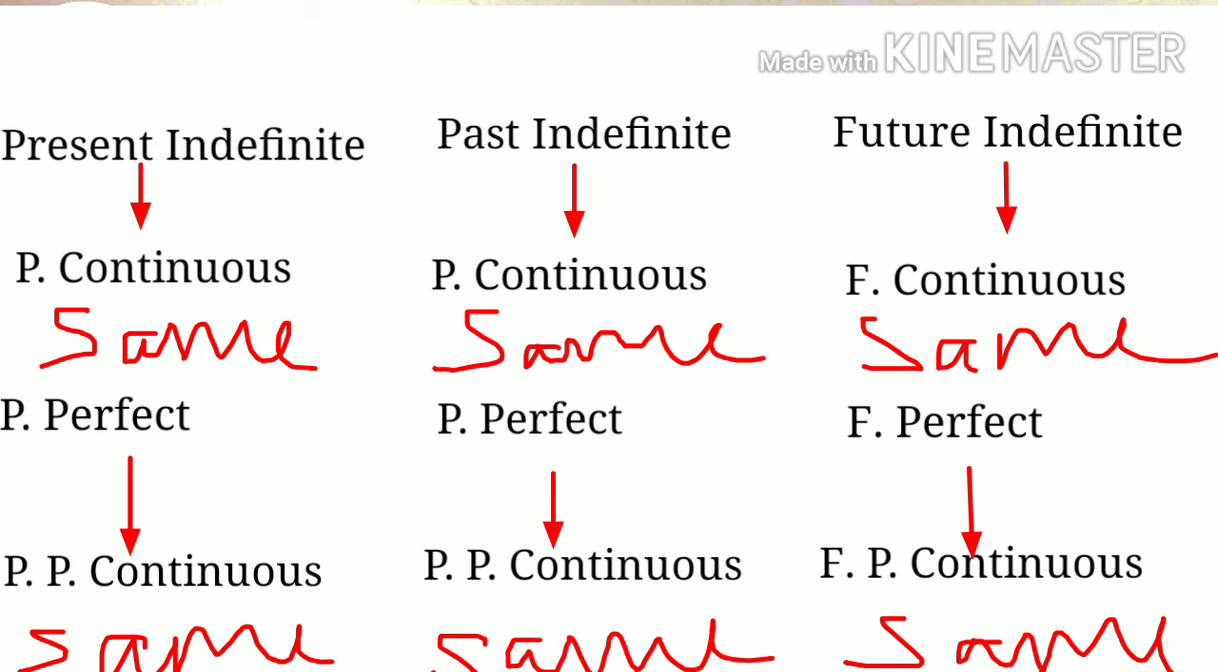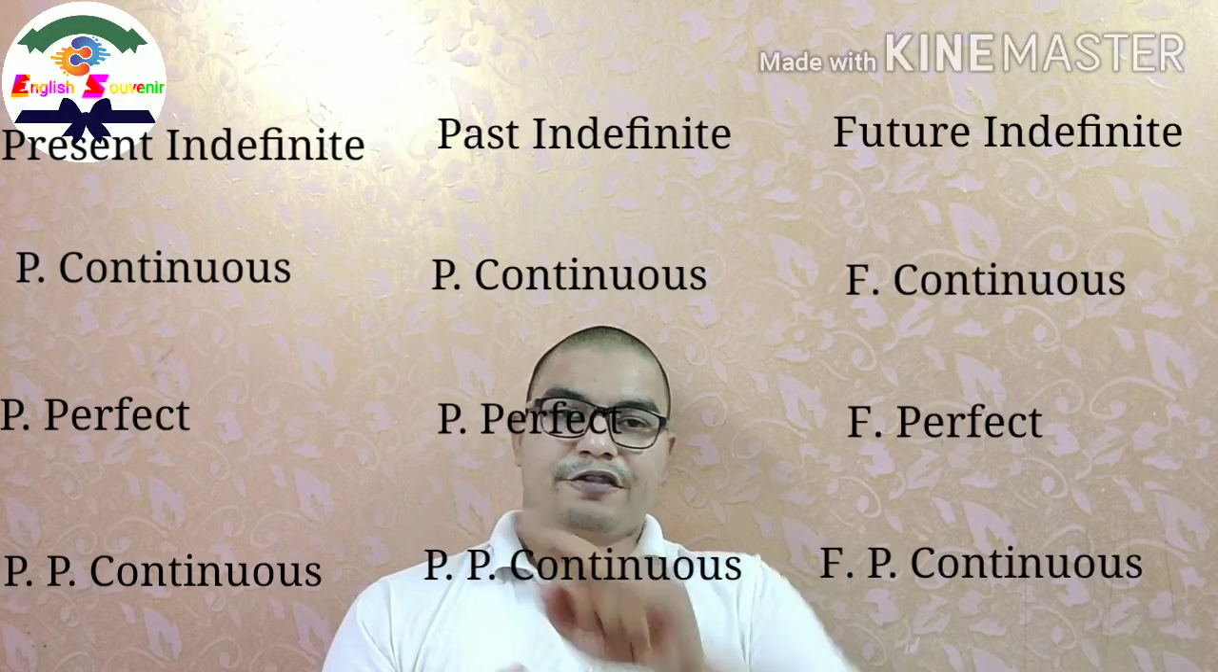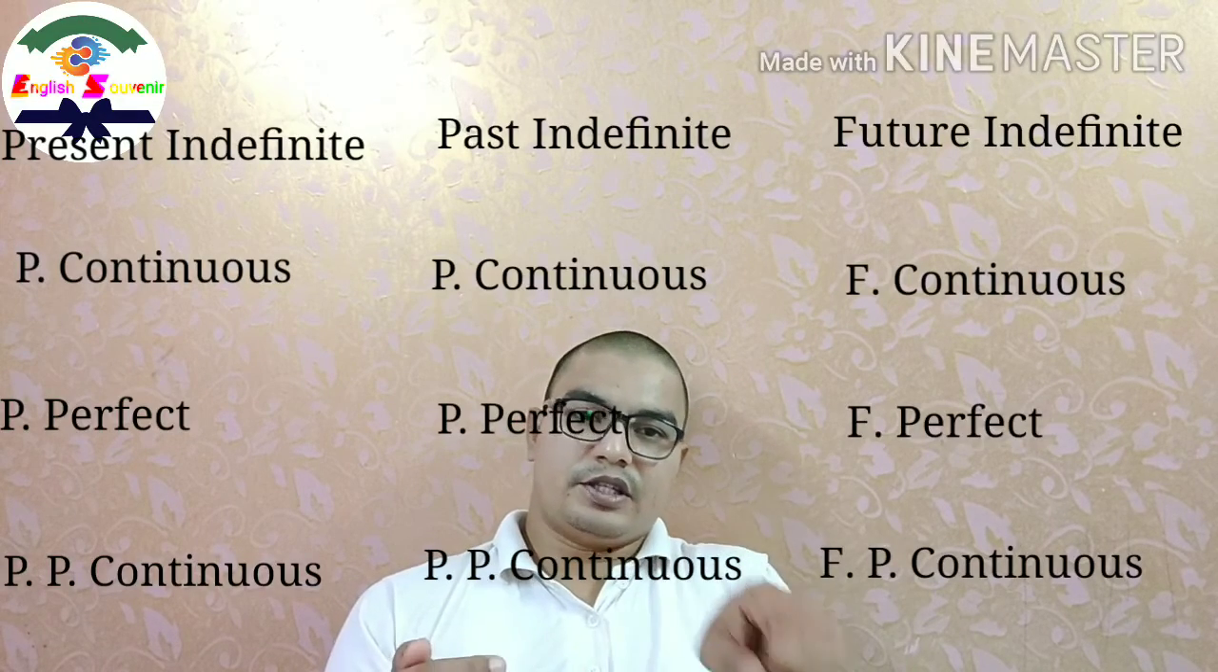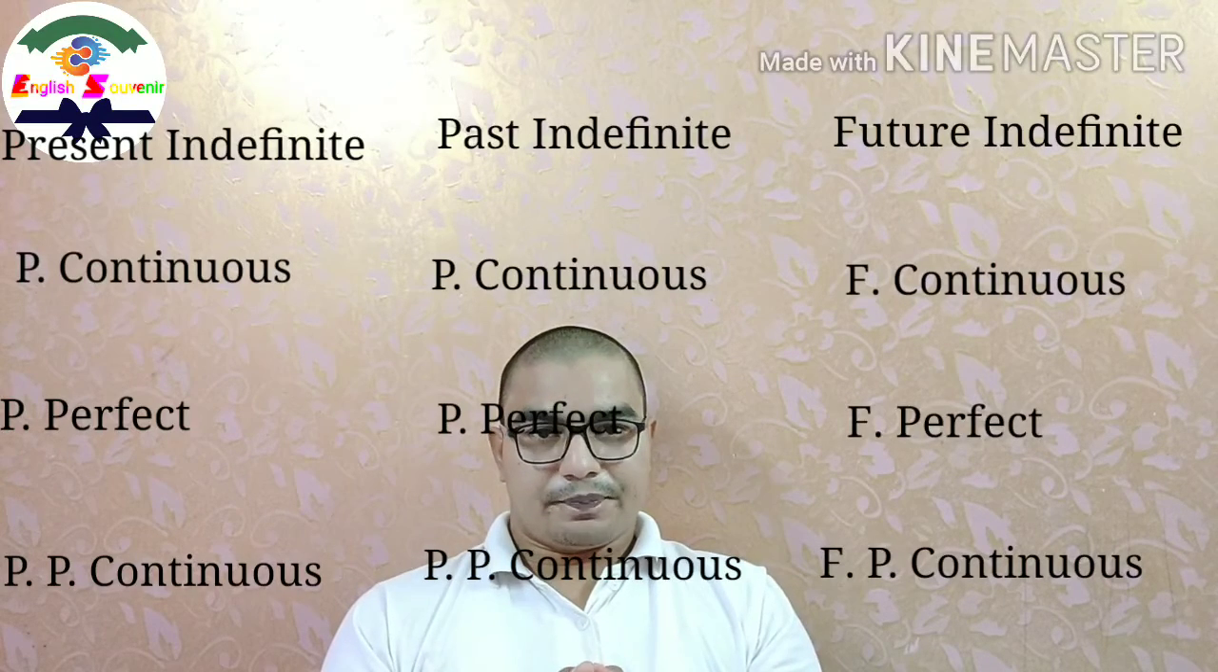Third tenses like present perfect, past perfect, and future perfect are changed into present perfect continuous tense, past perfect continuous tense, and future perfect continuous tense respectively. Okay. So I think first and third point is clear. First will be changed to second one, and third will be changed to fourth one. Now jump onto the second one.